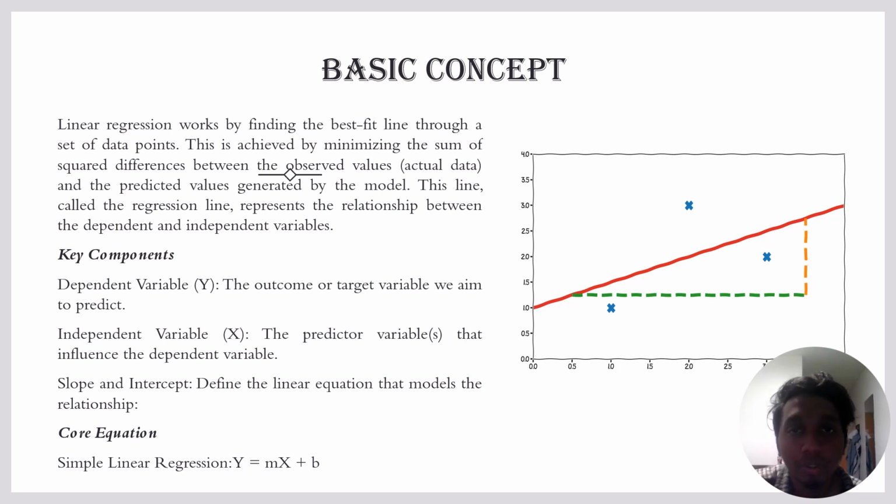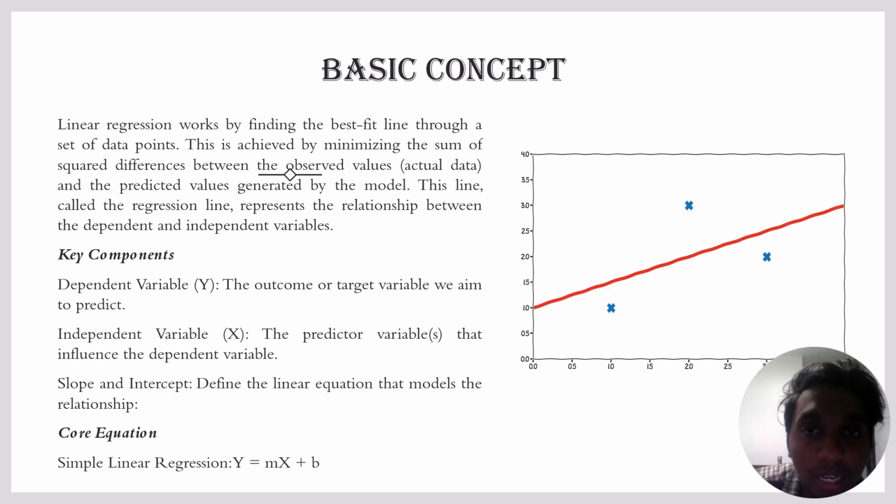Now let us move on to the basic concept of linear regression. Let's break down how linear regression works. The dependent variable y is what we are trying to predict. Think of it as house prices. The independent variable x is what influences y, like the size of the house.